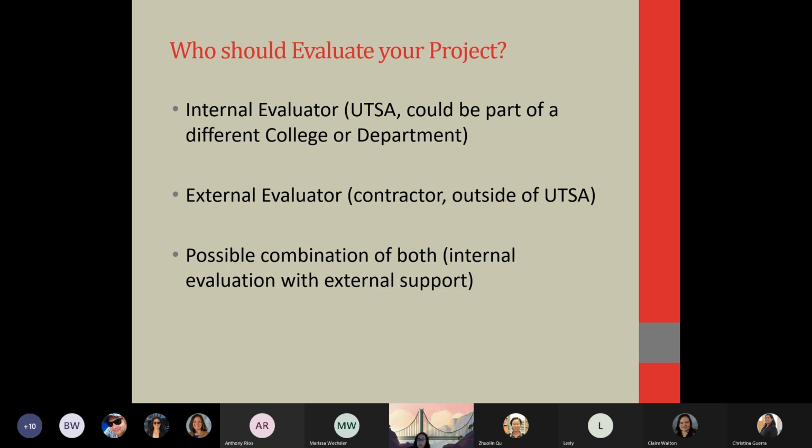Obviously, an external evaluator would be somebody outside of UTSA that you would contract for evaluation services. And I've seen this quite a bit. And I know when I was at the UT Health Science Center, we did this quite a bit. Used a possible combination of both, where you pretty much get your internal staff to evaluate it, but you will hire an external consultant for specific things. Like, for example, if you're running advanced statistics and nobody there knows how to run them, then that's when you would hire an external evaluator just for that portion. So it'd be less expensive than hiring the external evaluator.